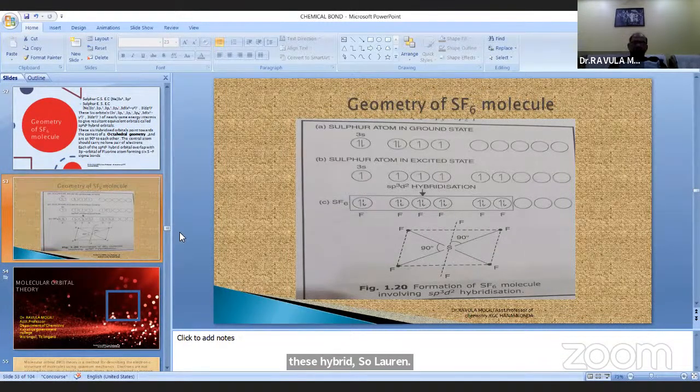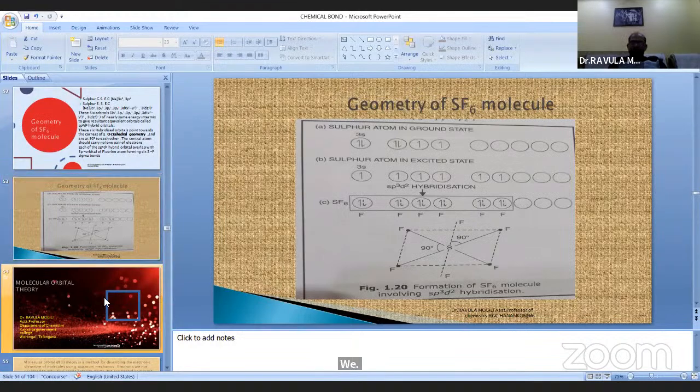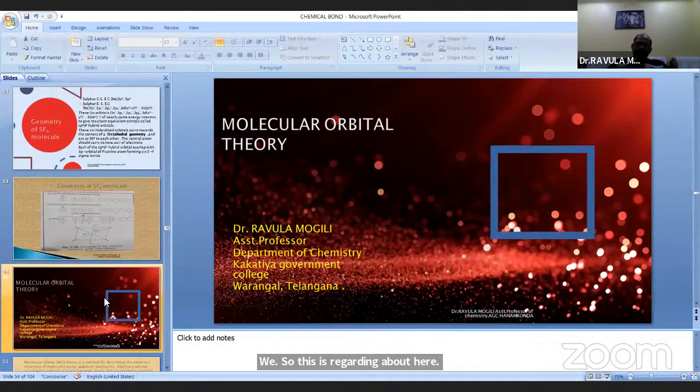So this is regarding SF6. Now here one of the most important subunits is called molecular orbital theory. This is a very important theory for the explanation of the geometry of the molecule and the characteristic properties of the molecule.